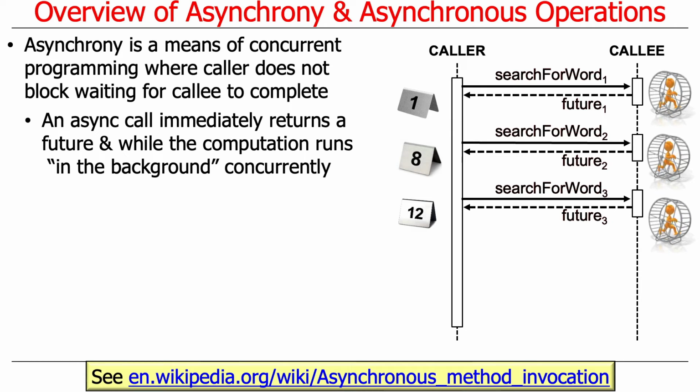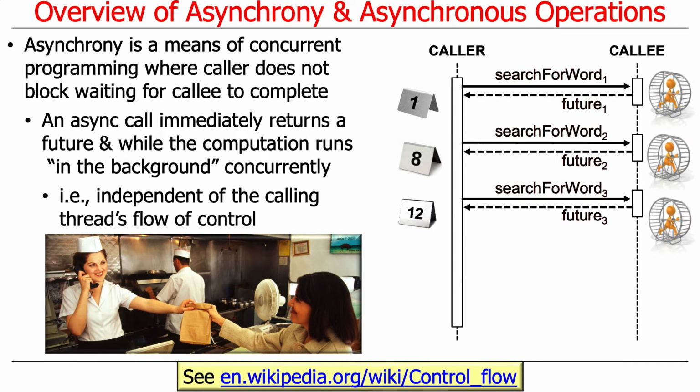So you can see here we're going to make a call from the caller to the callee. It returns a future right away, and then the callee does its thing, but the caller doesn't have to wait for the response to come back, doesn't block. So the callee's behavior is independent of the caller thread's flow of control.